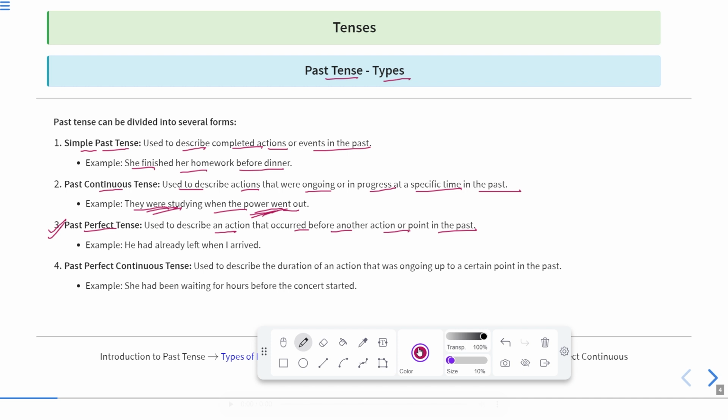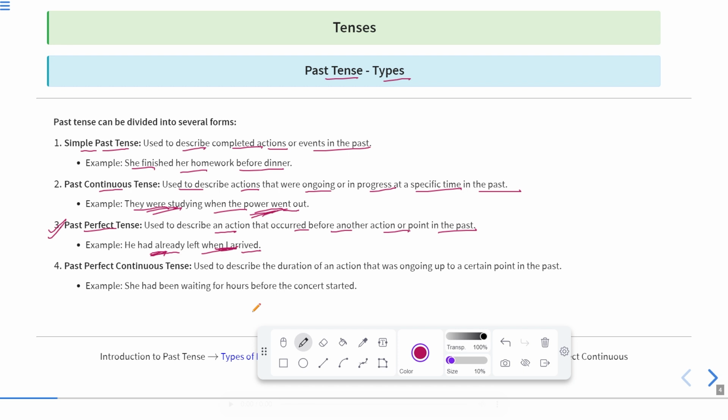So some action had taken place, that is, you're going or reaching a place, and this action happened before some other action, and that action was the party started. For example, he had already left when I arrived. So this action had taken place before this action. Just to show these actions, one after another, we use past perfect tense.